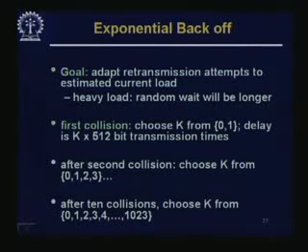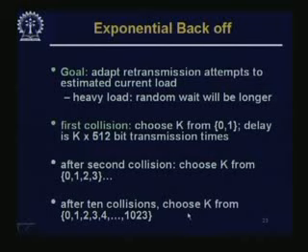After the first collision, choose k from 0, 1 and the delay is k into 512 bit transmission time, which means that with 50% probability you will try to transmit immediately, and with 50% probability you would back off for k into 512, that is 51.2 microseconds, before listening and trying to send again. After the second collision, choose k from 0, 1, 2, 3. So m is increasing, the number of collisions is increasing. After 10 collisions, it is not allowed to increase more than that. So this range of k becomes fixed and you always choose from 0 to 1023. This is the exponential backoff algorithm for heavier load.